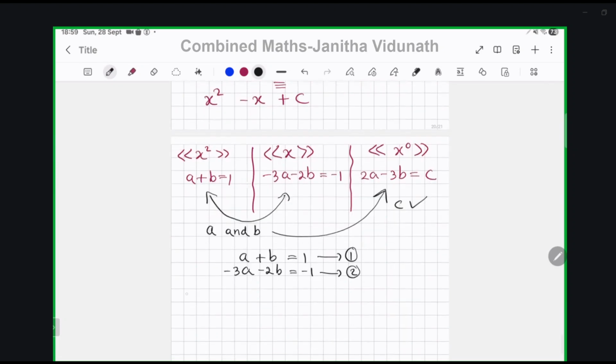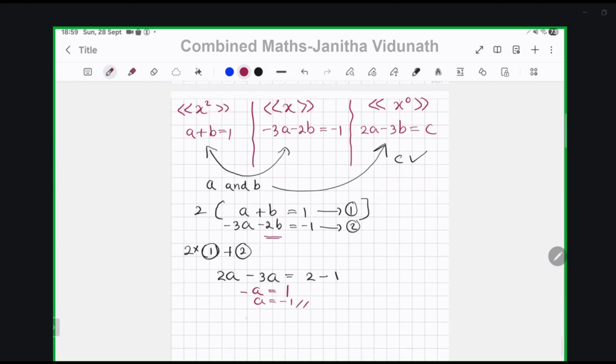Then if we multiply the first equation by 2 and add the second equation, we get 2a minus 3a is equal to 2 minus 1. Here we simply multiply the first equation by 2, then we get 2a and 2b. Then 2b and minus 2b cancel out. Then we get minus a equal to 1. That means a equals minus 1.